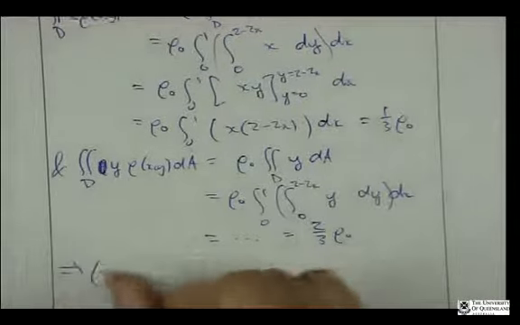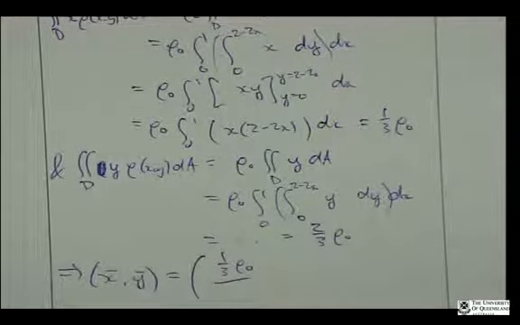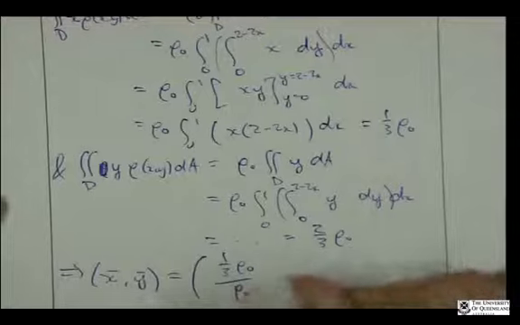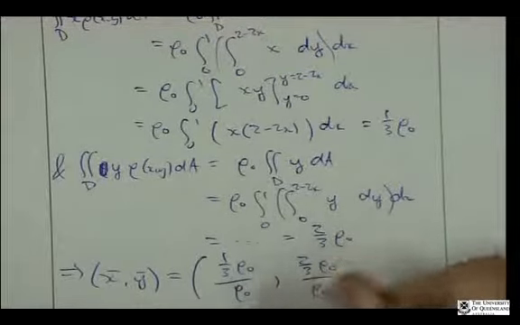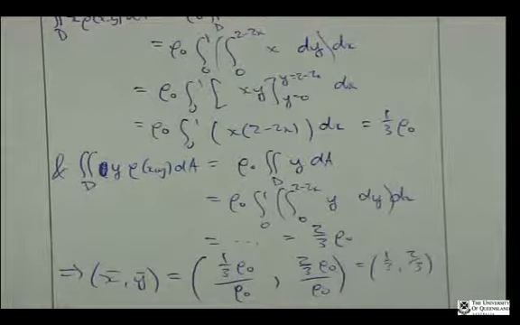Again, it's just an iterated integral, and just verify that it evaluates to 2/3 rho naught. Okay, so the coordinates of the centre of mass then are just 1/3 rho naught divided by the mass, which is just rho naught, right? And for y it is 2/3 rho naught. So that's just 1/3 and 2/3.